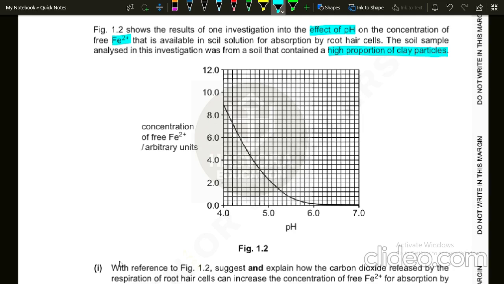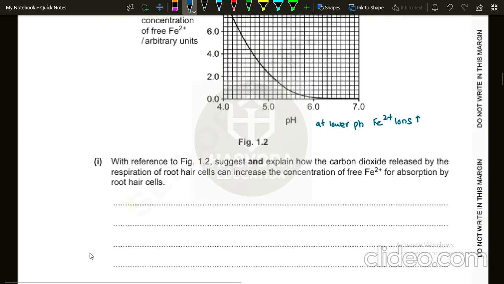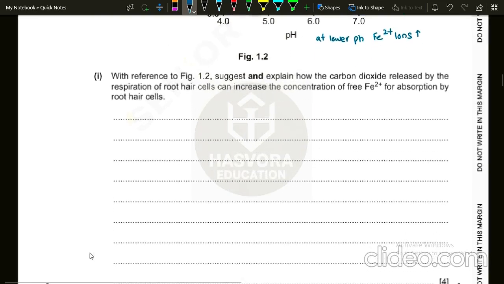Okay, so this means at lower pH, the free Fe2+ ions increase. Because when the pH is increasing, the free Fe2+ ions are decreasing. So with reference to figure 1.2, suggest and explain how the carbon dioxide released by the respiration of root hair cells can increase the concentration of free Fe2+ ions for absorption by the root hair cell.